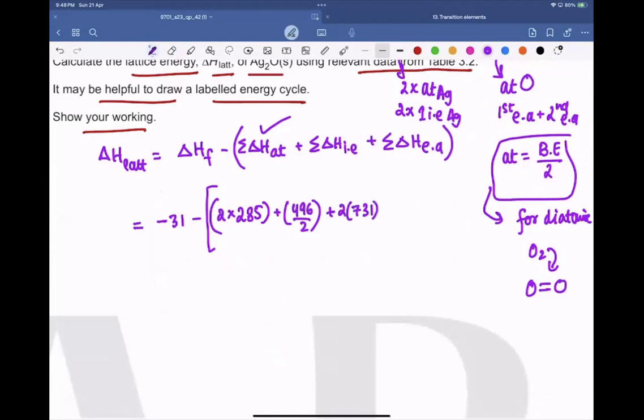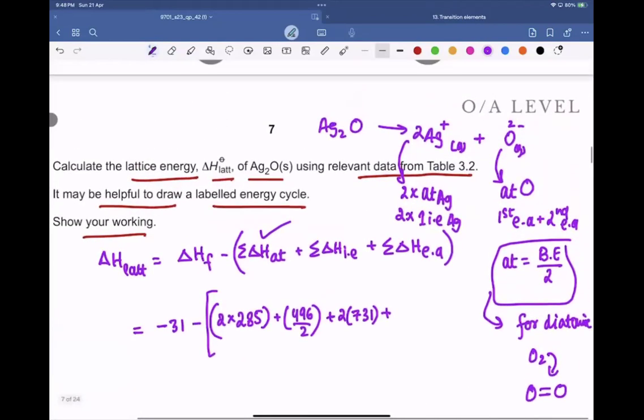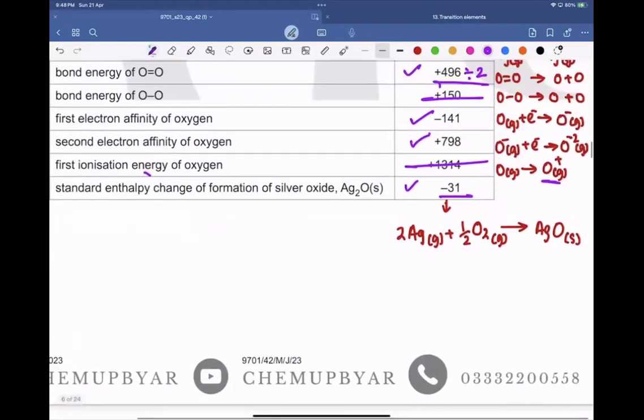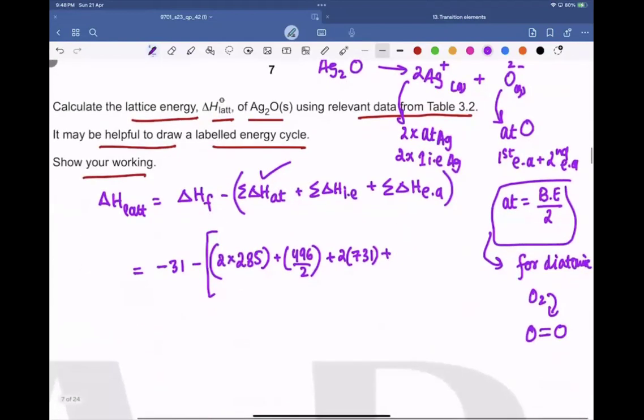Now the sum of electron affinities. There are two electron affinities because oxygen is turning into -2. So -141 and plus 798. So here we got the whole expression. Now you have to solve it in the calculator and you will get the answer.